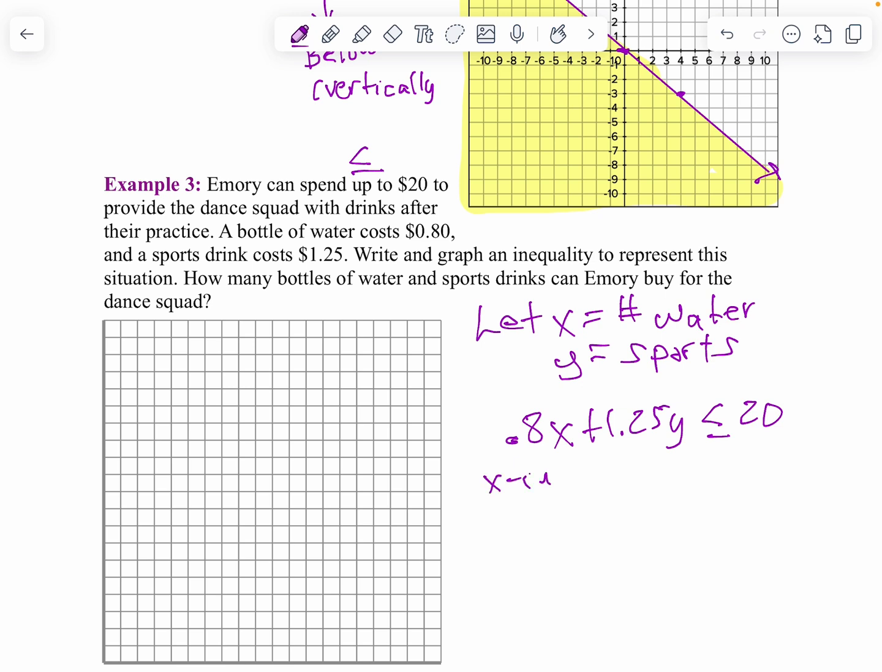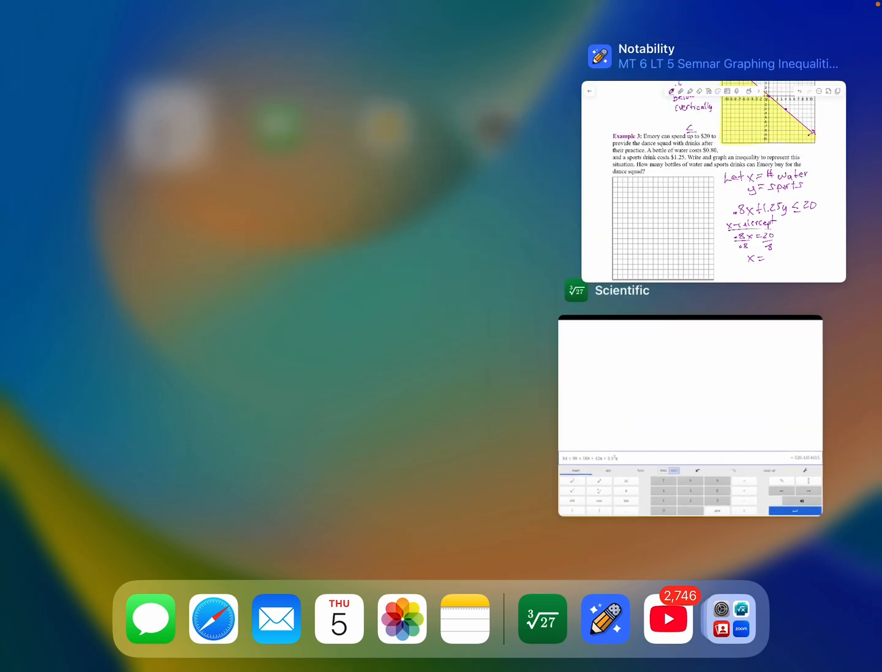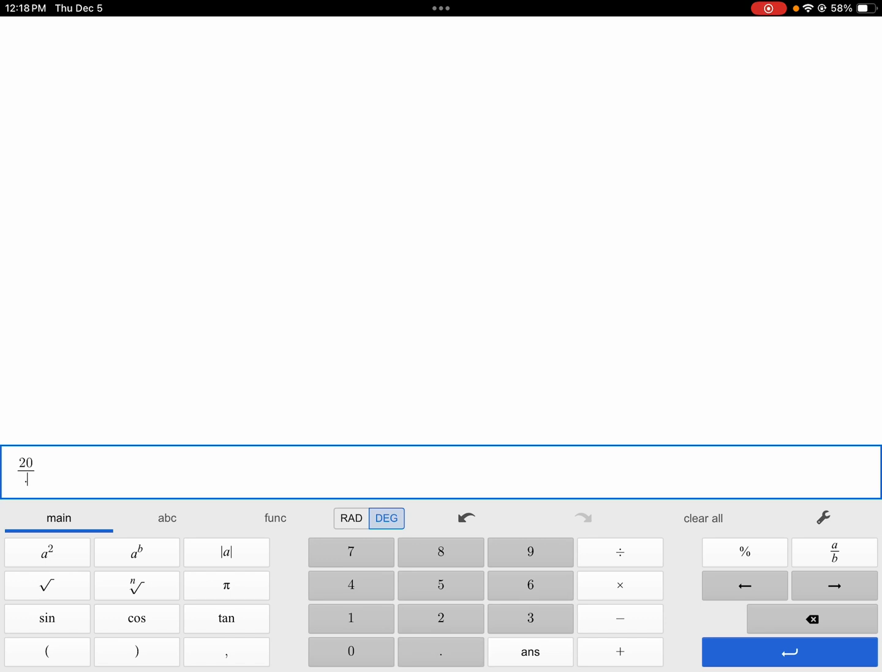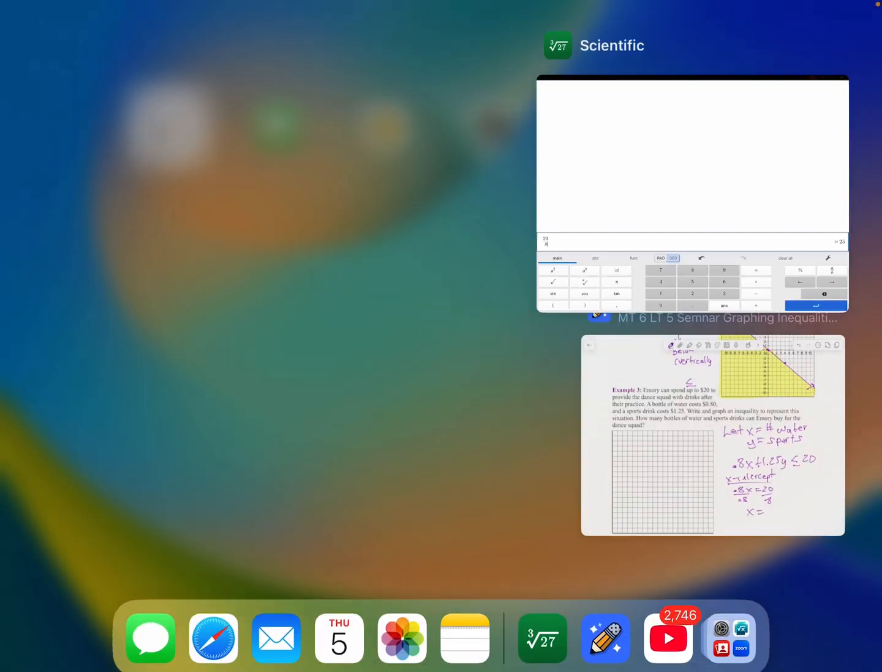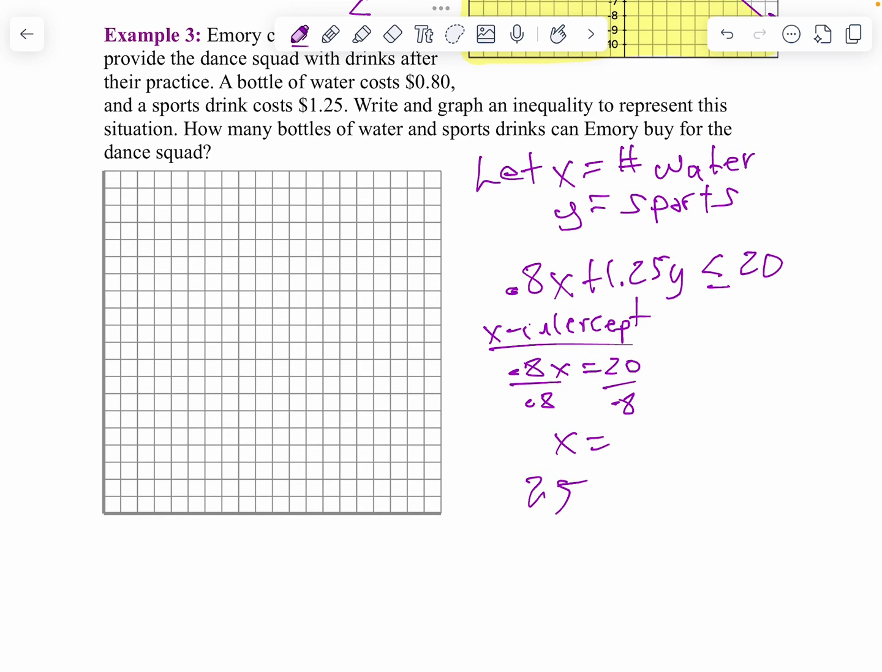So my x-intercept is going to be 0.8x equals 20. I'll divide by 0.8. So 20 divided by 0.8. Let's use our calculator here. 20 divided by 0.8 is 25. So she can buy 25 bottles of water, only water. And notice my graph only goes up to 20.